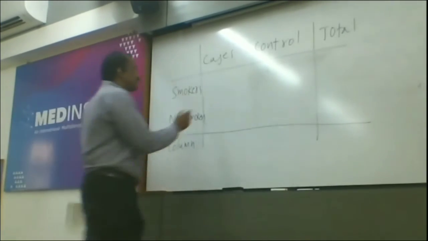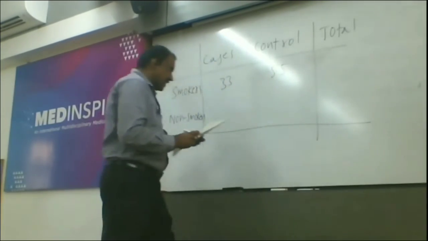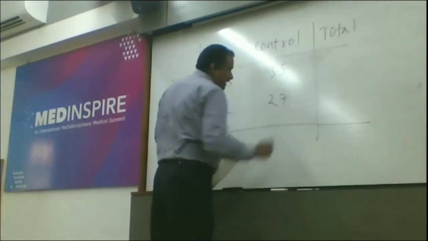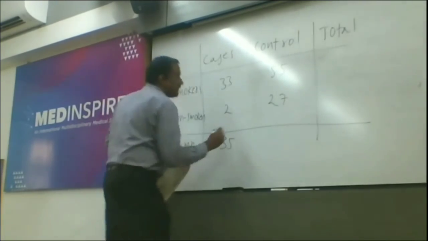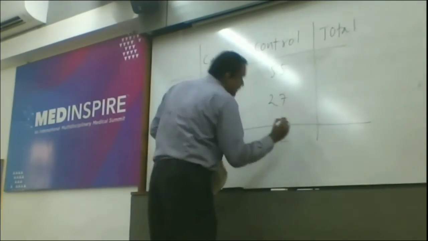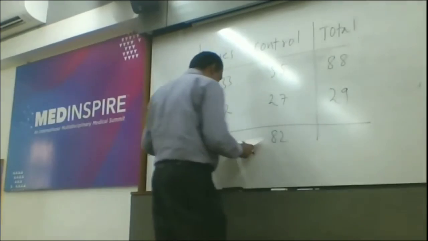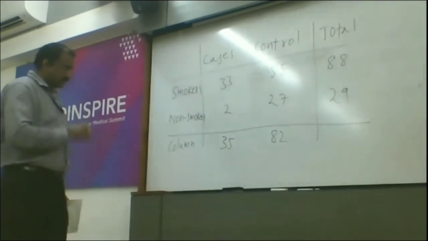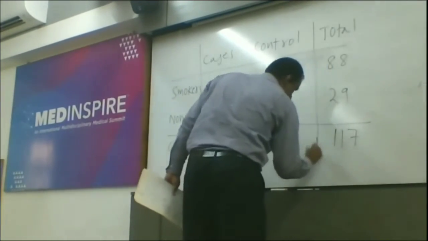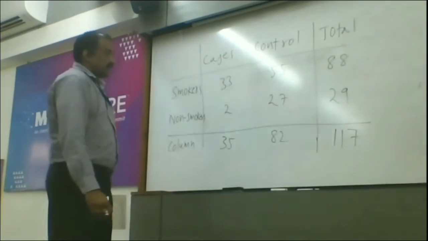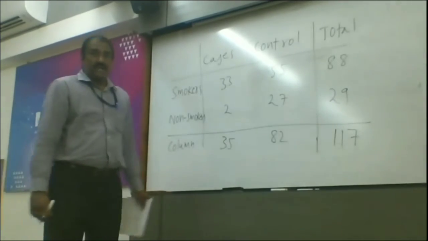And so here the given values are 33, 55, 2, 27. And the totals, if you see here, this is 35, and this is 82, and this is 88, and this is 29. So the grand total is 117. So how to identify the values?